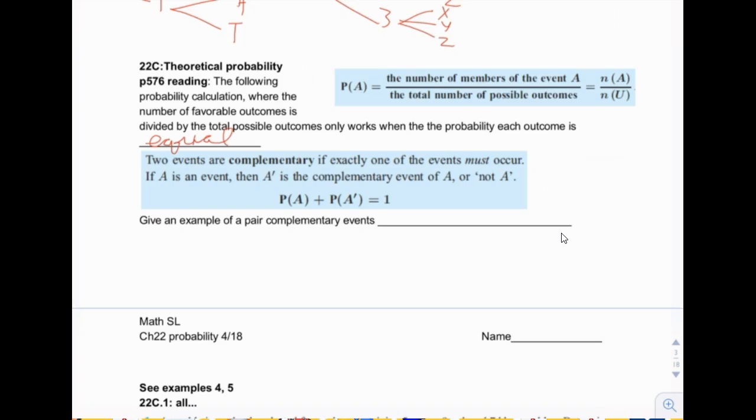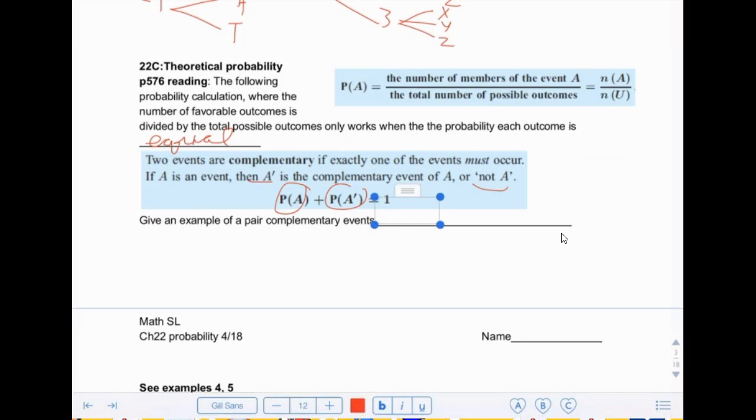So 2 events are complementary if exactly one of the events must occur. If A is an event, then A dash is the complementary event of A, or not A. Okay? So A or not A totals up to 1. That makes sense, right? So give an example of a pair of complementary events.